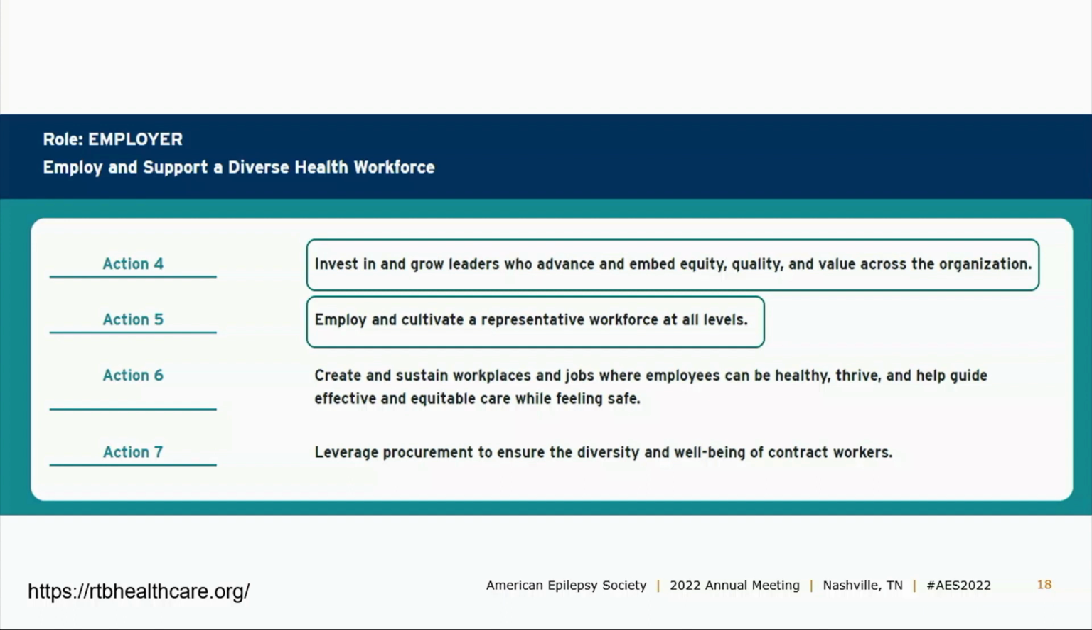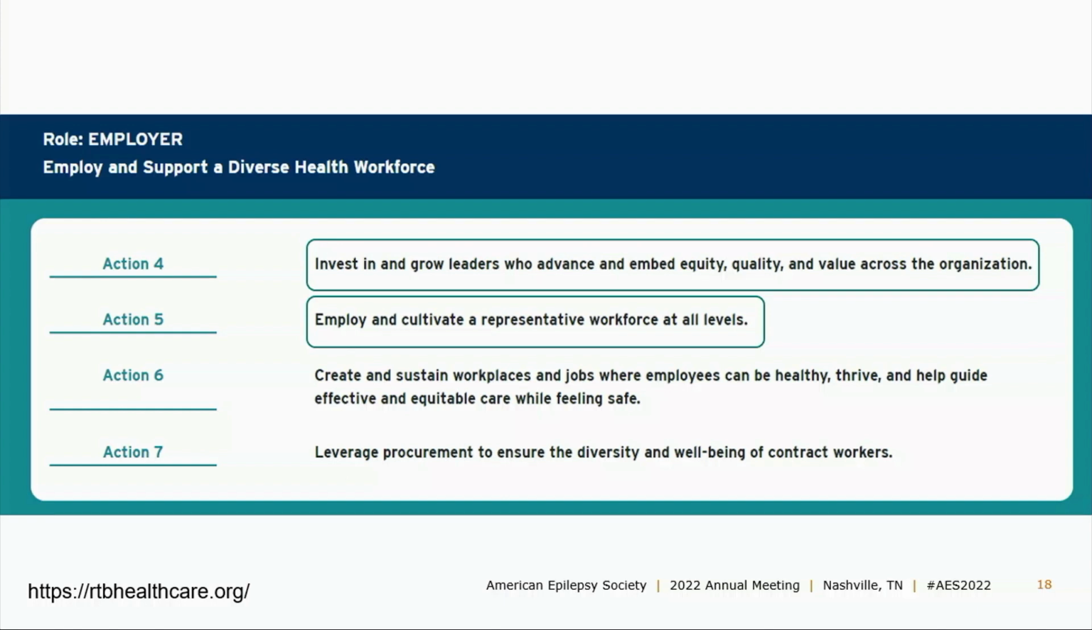So now the role of the employer. Employing and supporting a diverse health workforce as a way of improving health equity. So investing in and growing leaders who advance and embed equity, quality, and value across the organization. I can give a very recent example of this: the American Epilepsy Society just hosted a 2-day leadership training for new leaders into the organization, like committee chairs and things like that.